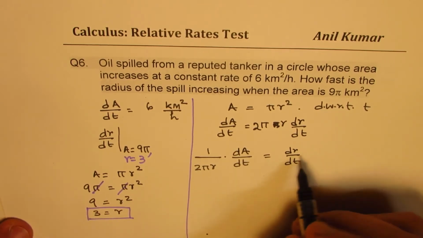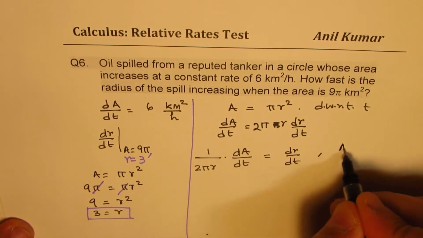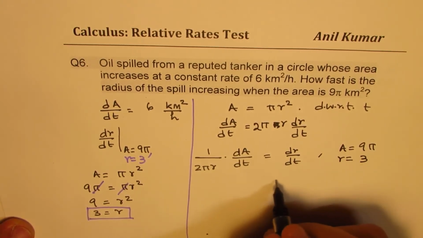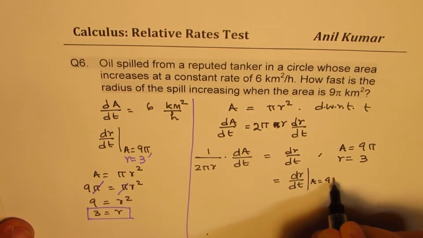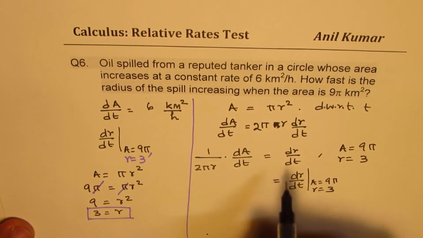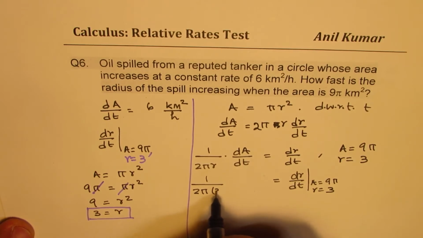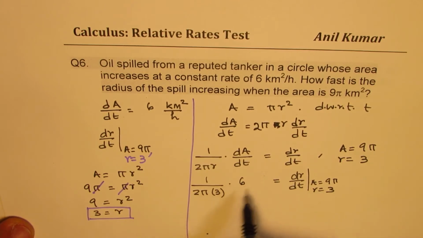Since we know that r equals 3 at area of 9 pi, area is 9 pi, at that time radius is 3. So we need to find what is dr/dt when area equals 9 pi or r equals 3. So let's substitute. We get 1 over 2 pi times 3, and dA/dt is 6, correct? So 3 times 2 is 6, they cancel, so we get dr/dt as 1 over.